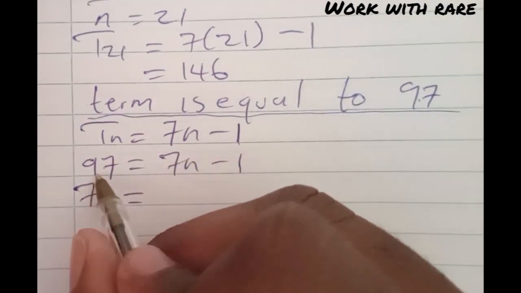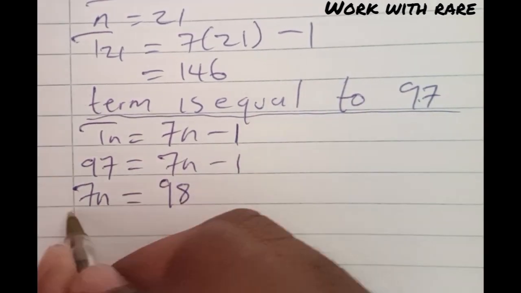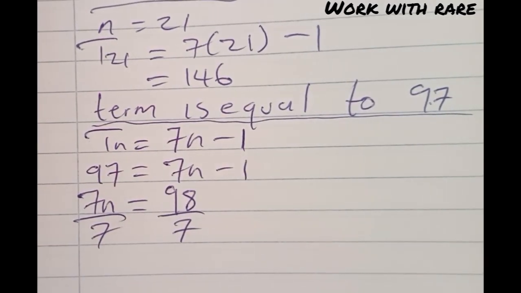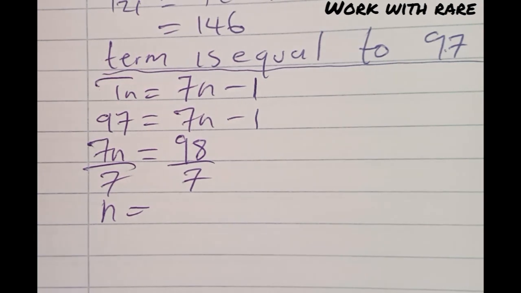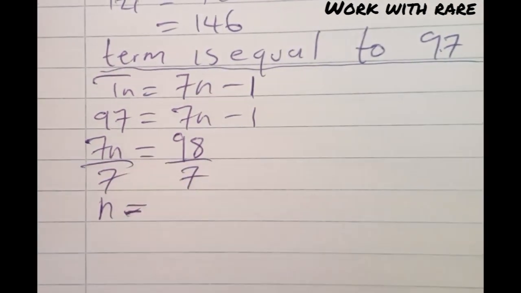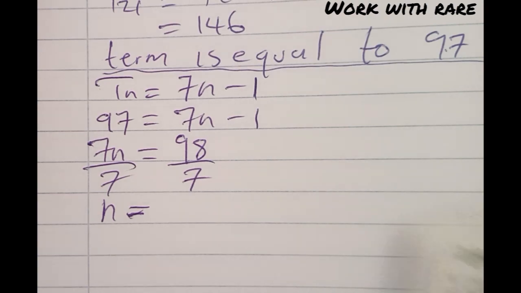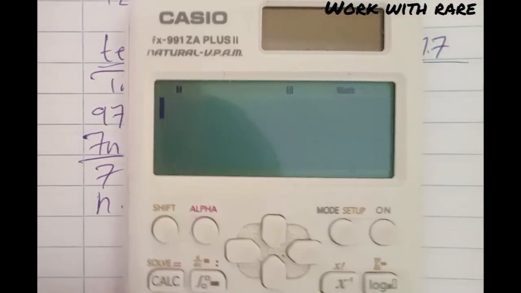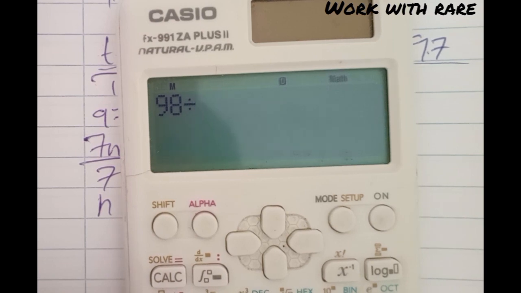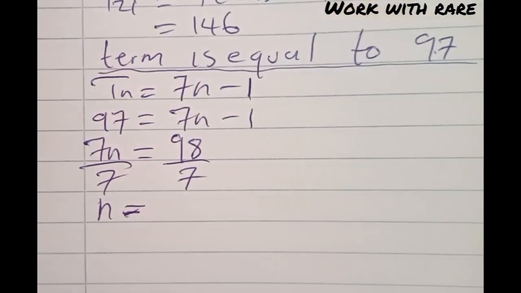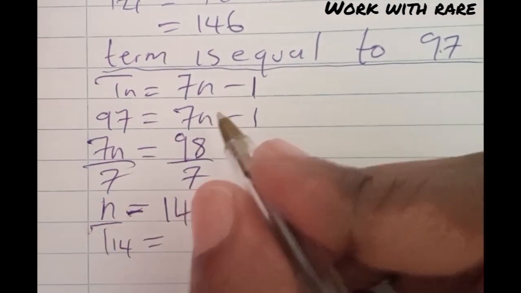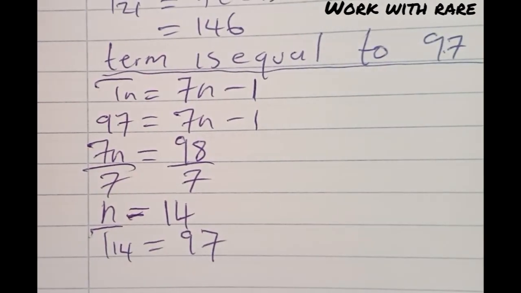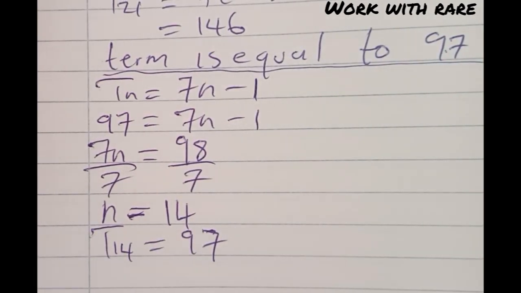So it will be 97 plus 1, which is 98. I'll have to divide both sides by 7 because I'm looking for the value of n. So my n will be equal to 98 divided by 7, which is 14. Know that your n should always be positive because it's the number of terms. So our n is 14, which means term number 14 is equal to 97 of that sequence. That's how it is.